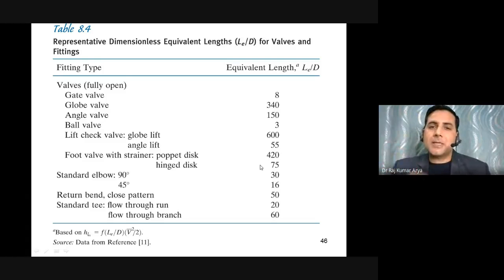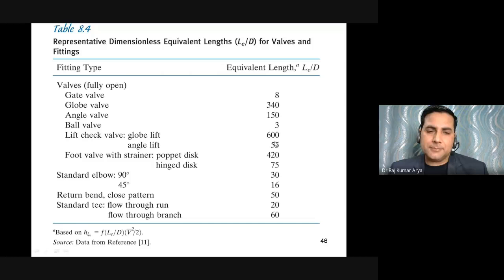Which one is giving more? Gate valve is giving less, 8. Globe valve is, let's say, 340. Angle valve is 150. And the highest is for the check lift valve, 600. So magnitude wise, you should know at least some idea of which one is highest and which one is minimum.